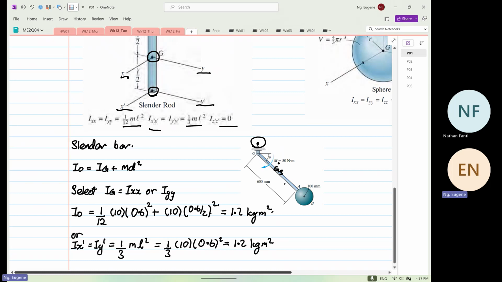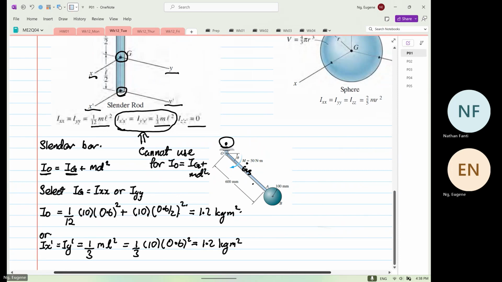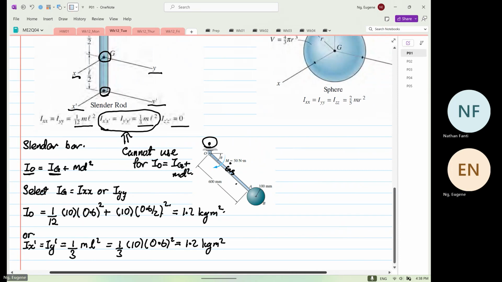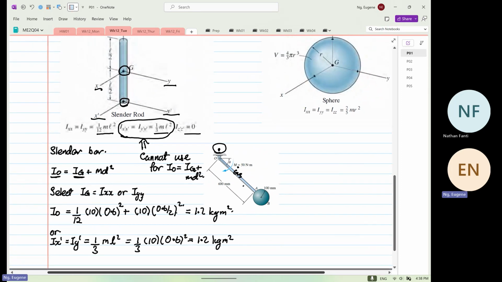Now, this equation over here cannot be used in I_O equal to I_G plus m d squared. Are we clear? Because for this formula to be valid, the mass moment of inertia has to be at the center of gravity. I did show you before, last week or the week before, you cannot use that value for the parallel axis theorem. Any question so far, anyone? Okay. Then we are going to look at the sphere.